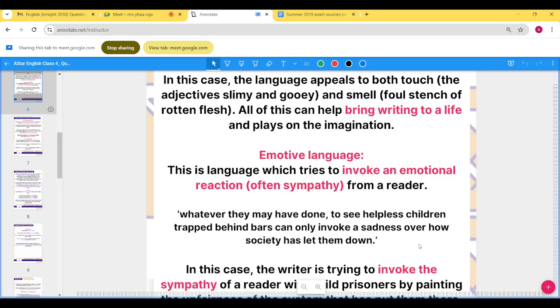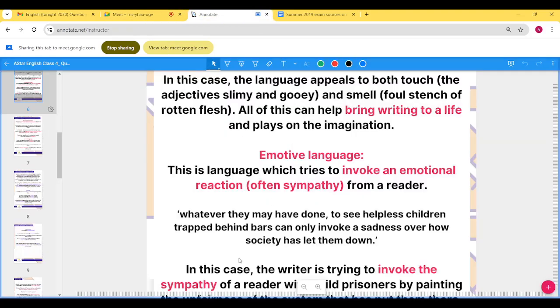So we've got an example. Whatever they may have done, to see helpless children trapped behind bars can only invoke a sadness over how society has let them down. So we've got words in here like helpless, trapped, sadness, let down, all of these ideas. So to try and get emotional sympathy, one would assume a piece of writing here would be about incarceration of people who are technically still children under 18, and it's trying to get the reader to feel empathy with the people in the cell, so using lots of emotive language there.